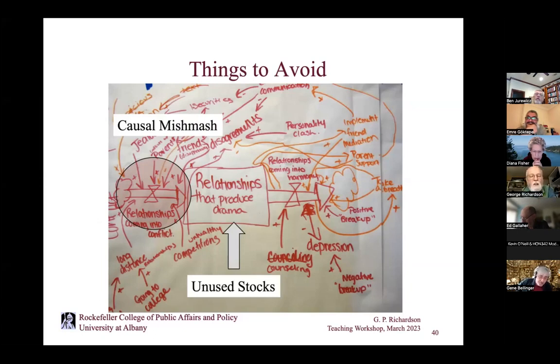And in this case, notice that relationships don't do anything in this map. There's no causal arrow that comes out of relationships. It's an unused stock. And of course, you could do the same thing on the right.